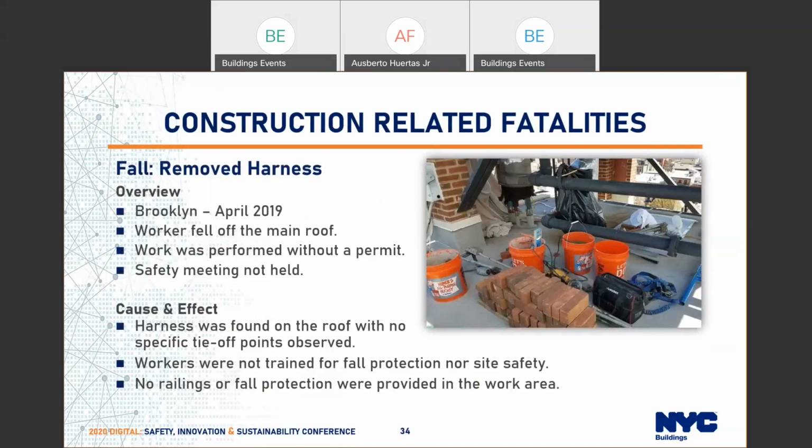This incident occurred in Brooklyn in April of 2019. Workers were working on the roof of a 12-story building and a worker fell off the main roof. This work was being performed without a permit. A safety meeting was not held to go over the scope of work and all the safety hazards. It was noted that the harness was found on the roof and there were no tie-offs. Workers were not trained for fall protection nor site safety. No railings or fall protection were provided in the work areas. With the lack of safety protocols and work protection in place, it resulted in the death of a worker.